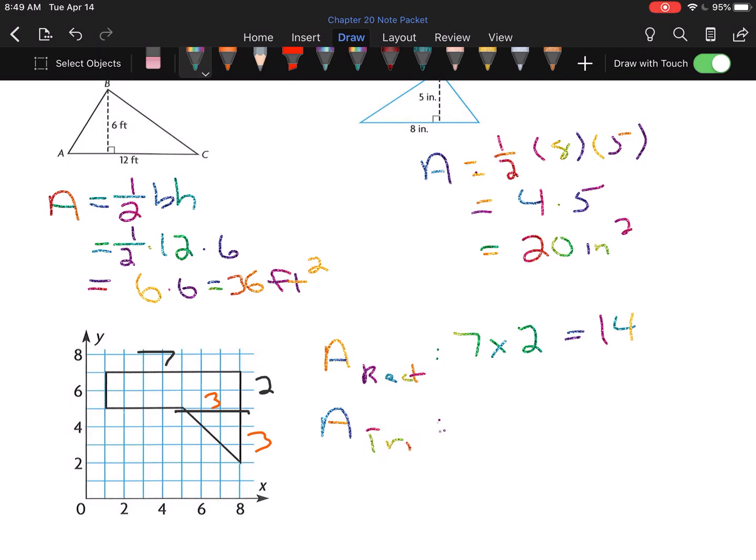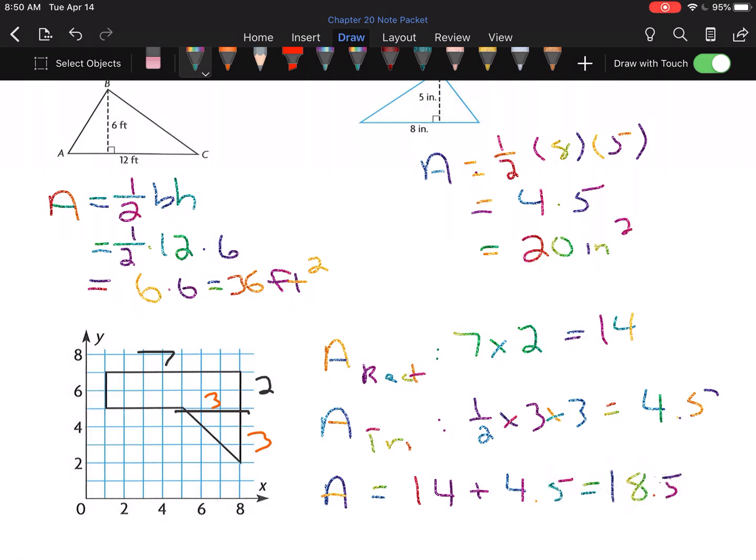And the area of the triangle is 1/2 times 3 times 3, and that is 4.5. So the area of the whole thing is those two numbers added together, which will be 18.5. Here we don't have a unit of measurement given, but since it's on a coordinate plane, we can say units. So this is 18.5 units squared.